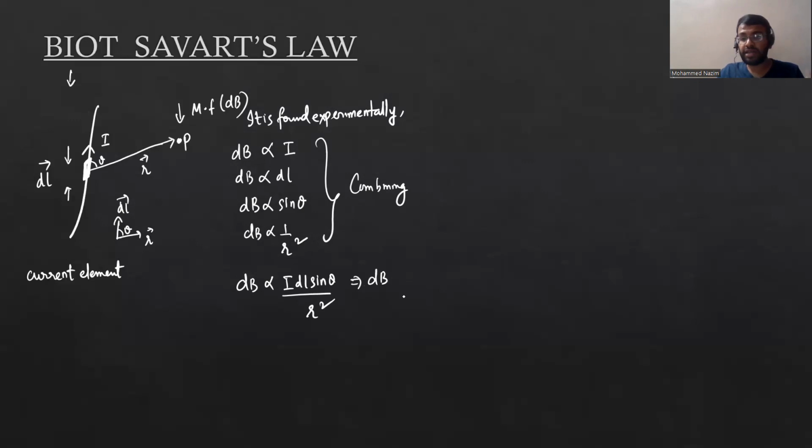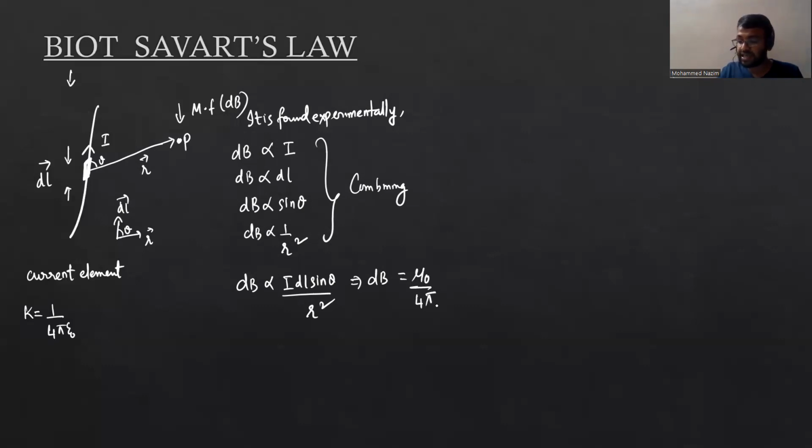If you remember in electrostatics, what was the constant K? K was equal to 1 by 4 pi epsilon naught, isn't it? Epsilon naught is the permittivity of free space or vacuum. 1 by 4 pi was there. So here the constant will become mu naught by 4 pi. What will the constant become, people? Mu naught by 4 pi.